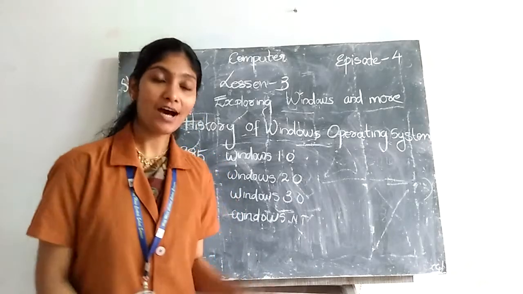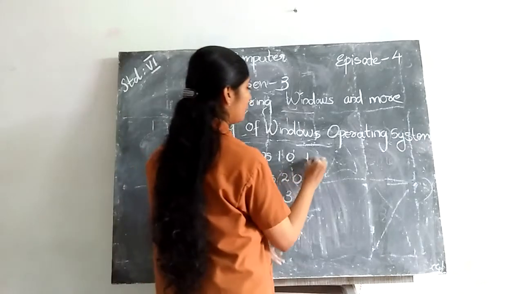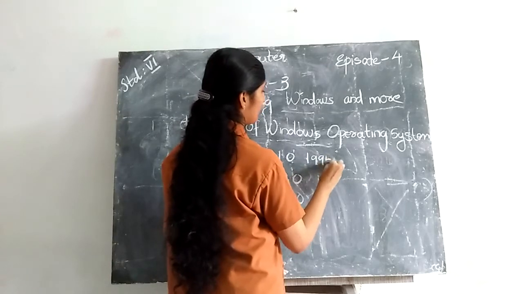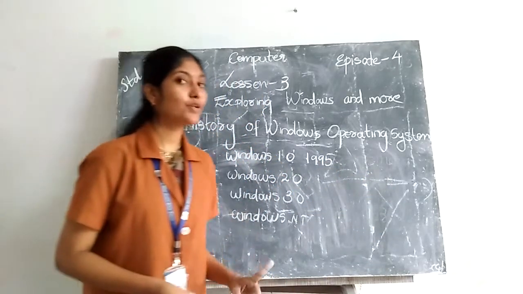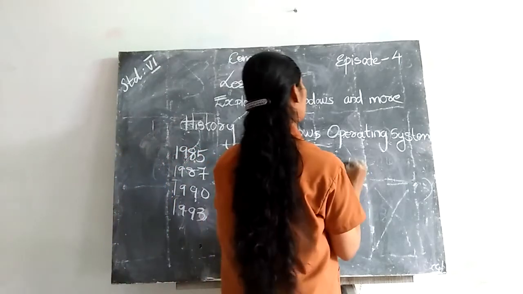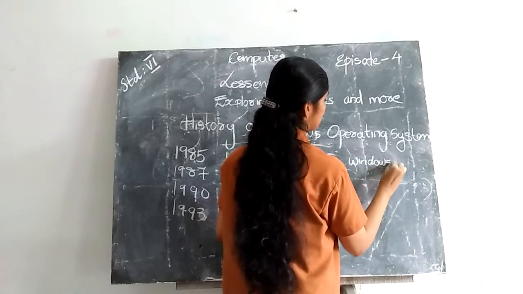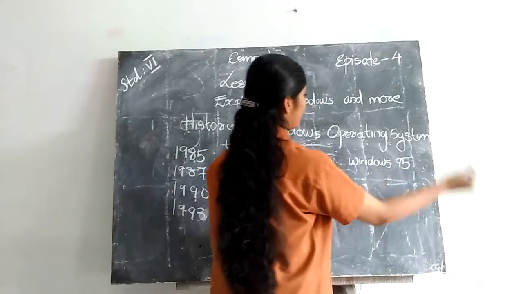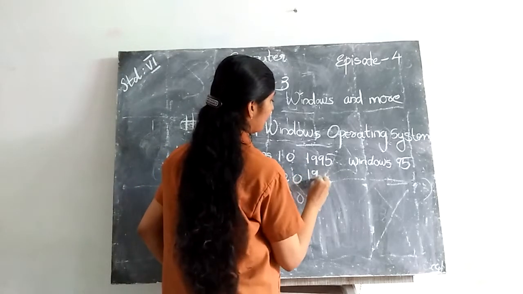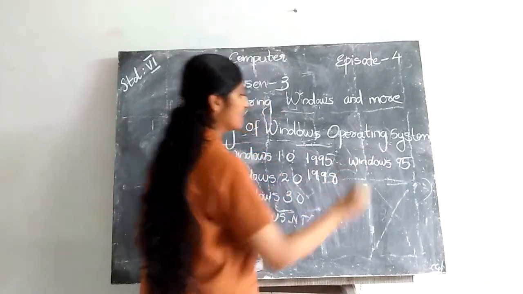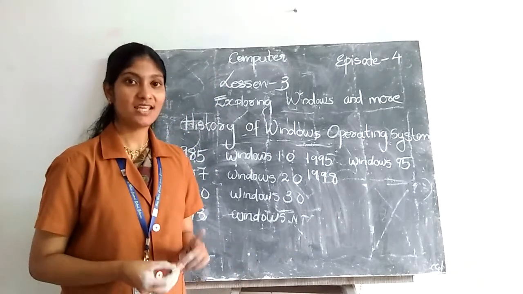Then after 2 years, in 1995, there is another version of Windows, that is Windows 95. Then in the year 1998, the next version is Windows 98.